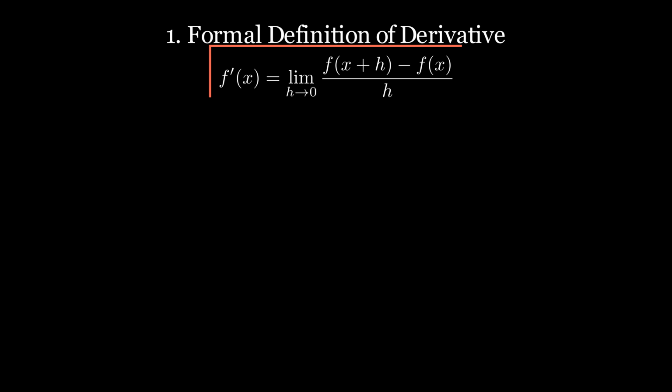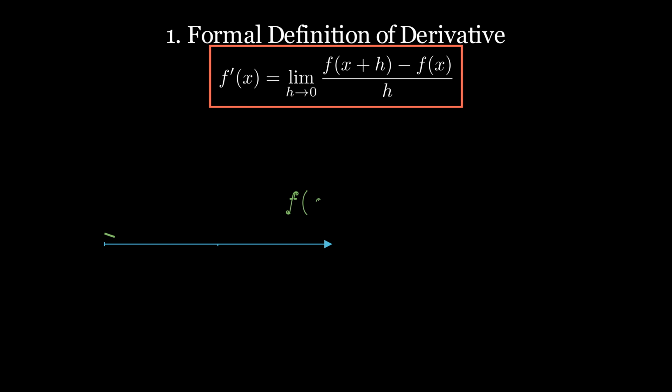Let's start with the formal mathematical definition of a derivative. The derivative of a function at a point gives the slope of the tangent line at that point. It measures how sensitive the output is to small changes in input. The derivative f prime of x is defined as the limit as h approaches 0 of f of x plus h minus f of x, all divided by h.